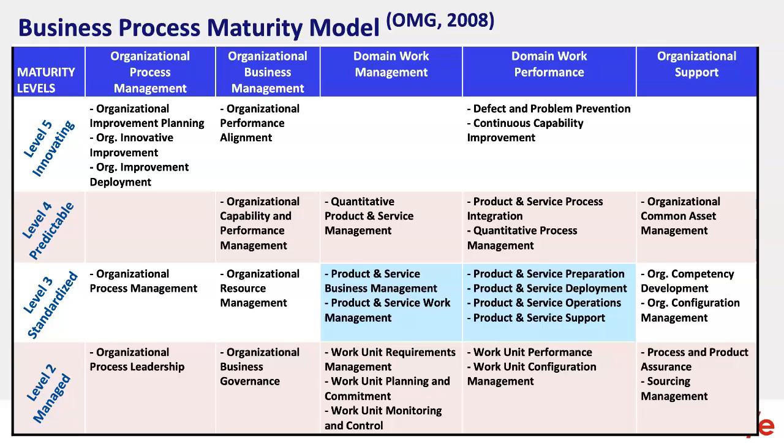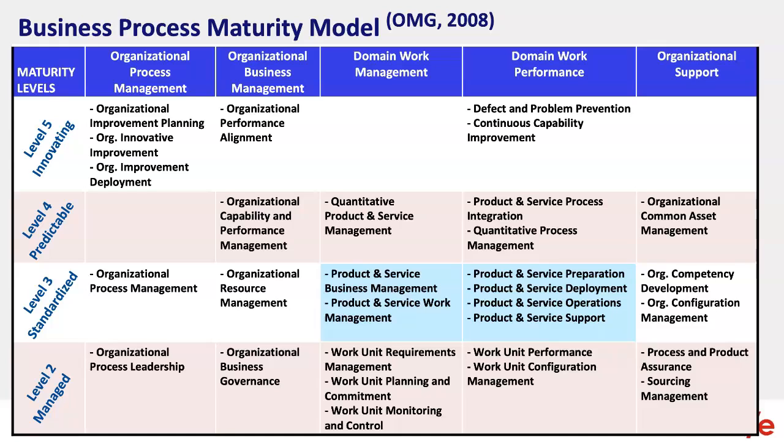And the model says the following: if you would like to be at level 2, you need to perform all these processes or process areas that are listed in level 2, and you have to do that properly. I mean, organization process leadership, for instance, organization business governance, and so on and so forth. You need to perform all these process areas properly if you would like to be at level 2. If you'd like to be at level 3, you have to perform the process areas listed at level 3 and also level 2. It just builds up on top of each other. If you would like to be at level 4, then you have to perform all the process areas in level 4 and also level 3 and level 2, and it goes like that. So at level 5, you have to be doing all these things.